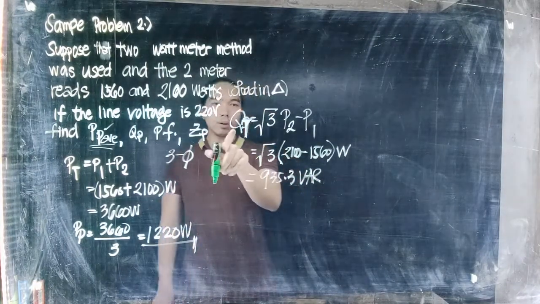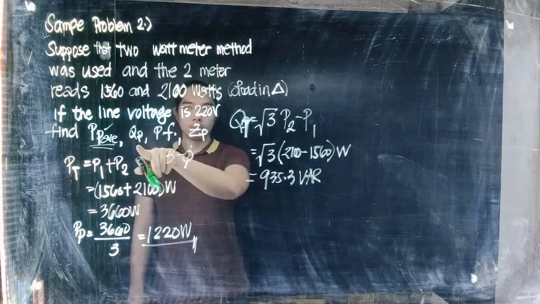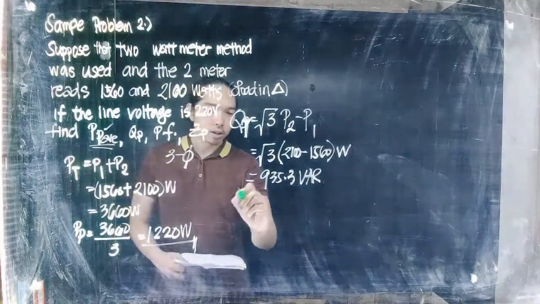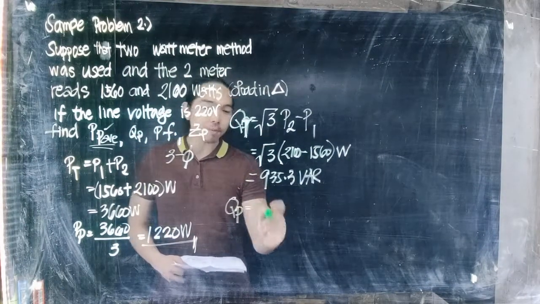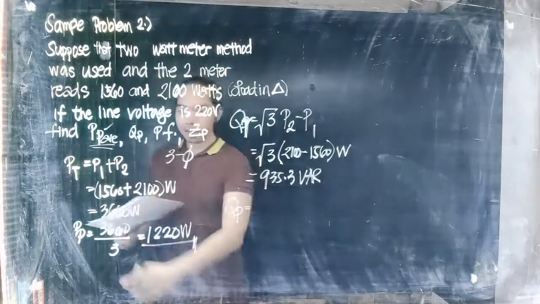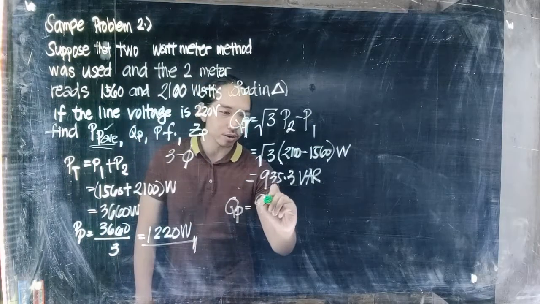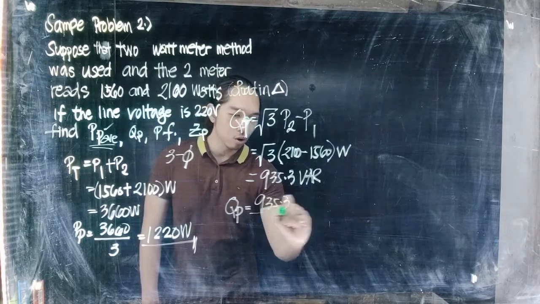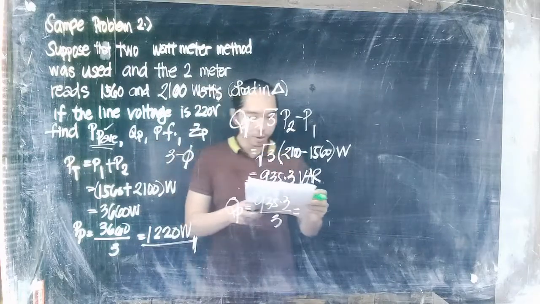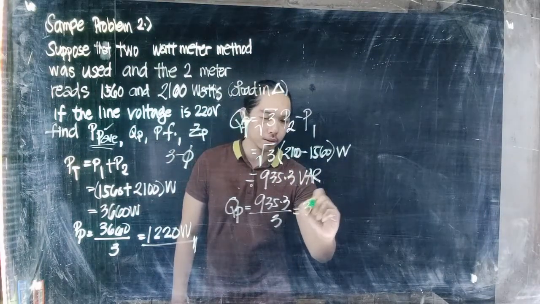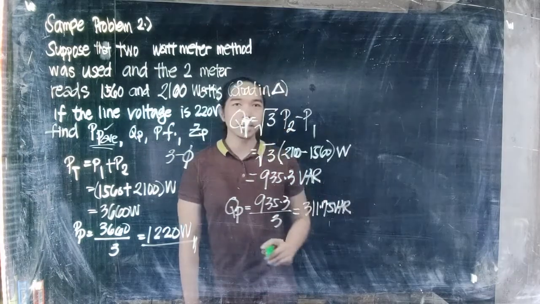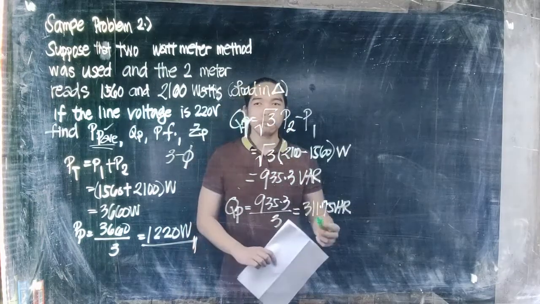So we now have our QT. We need to find our per phase reactive power. To solve for that, it is simply equal to QT over the number of phases, which is equal to 3. So that would be 935.3 over 3, and that will give us 311.77 VAR. And that is our per phase reactive power.